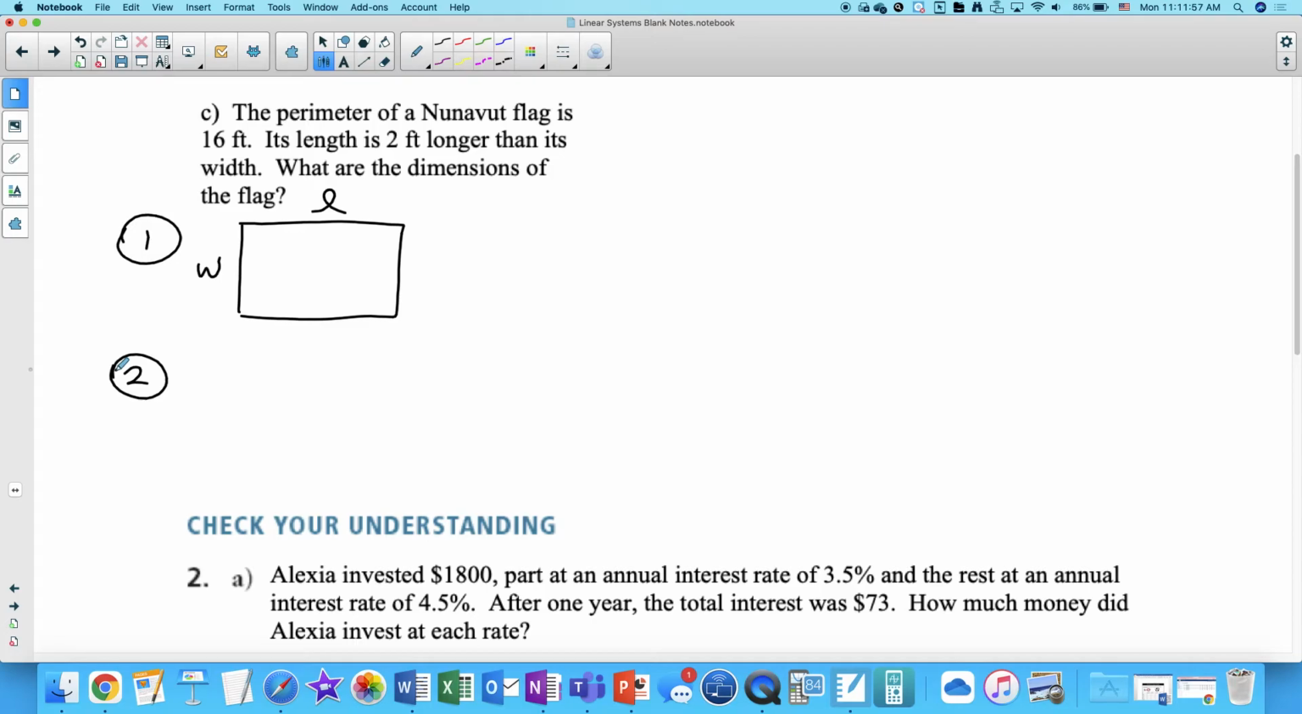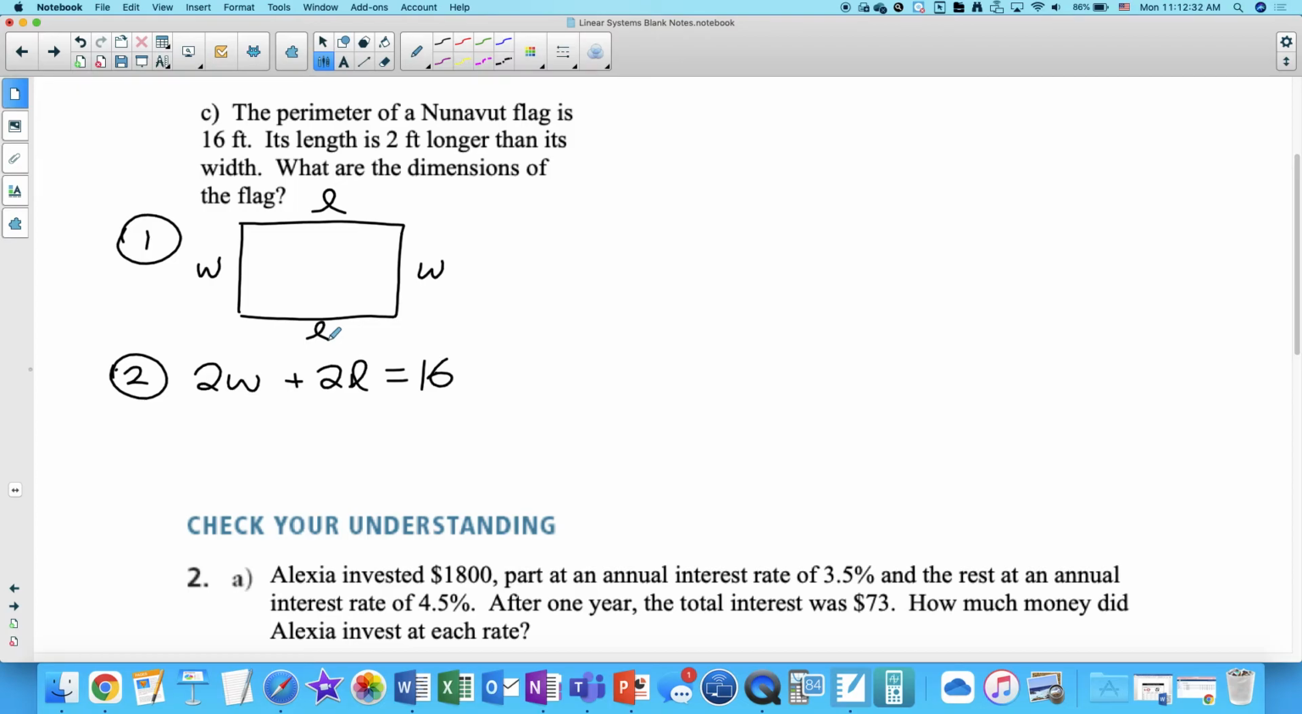So what information have we not used yet in this picture? Yeah, the perimeter is 16. And if we have the width and the length, what would be an expression for perimeter? Yeah, 2L plus 2W. Exactly. And I find that having the picture there really lets me see that, because of course this is also W and this is also L. So 2L plus 2W is 16.